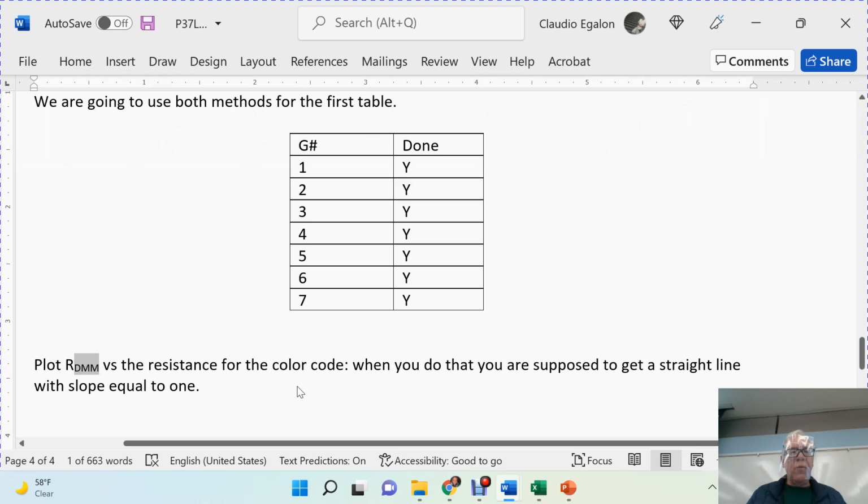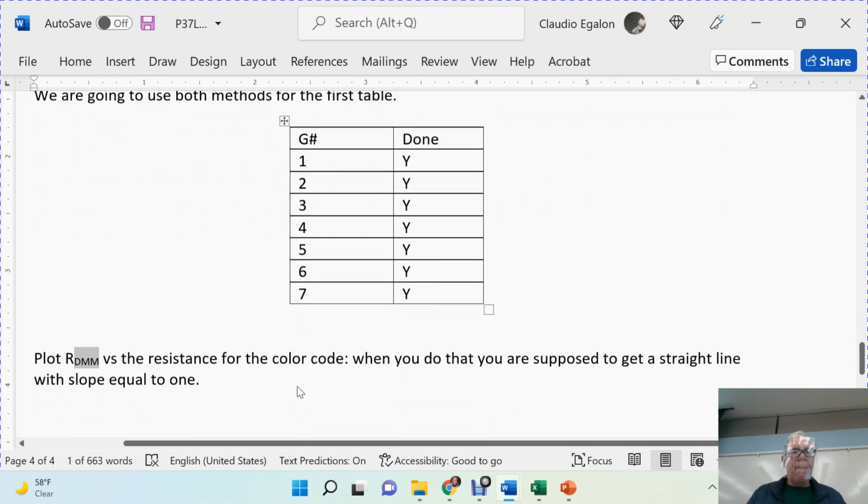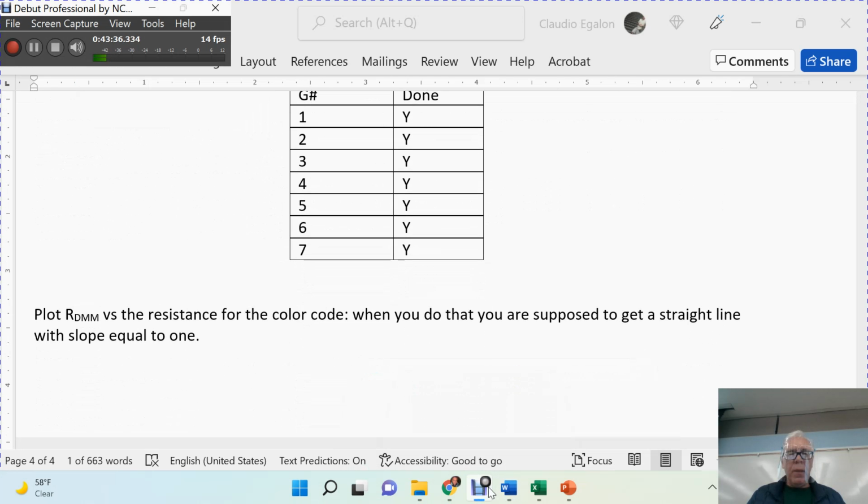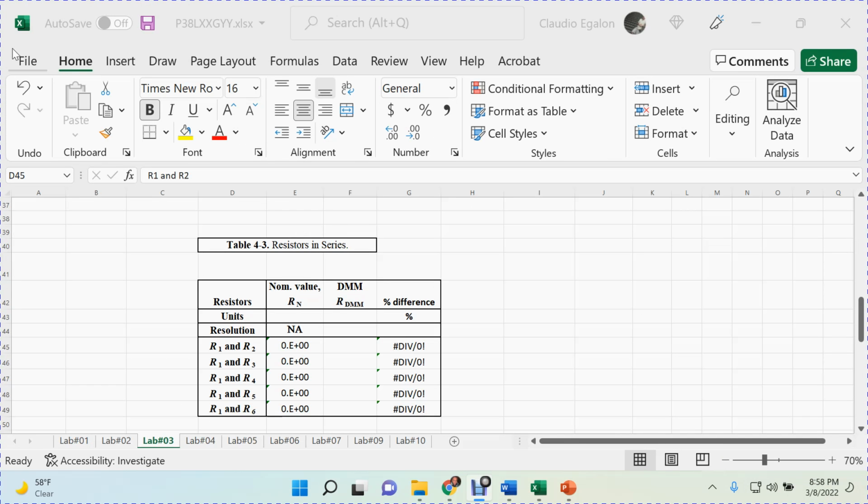Versus the resistance for the color code. And again, when you do that, you're supposed to get a straight line with slope equal to 1. Okay, the second table, right?